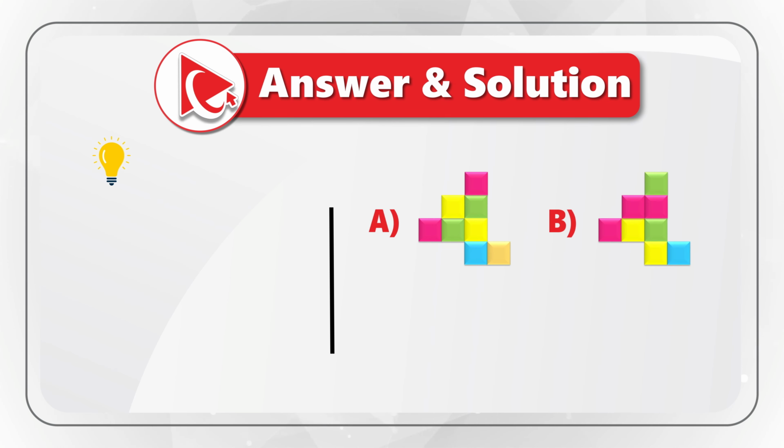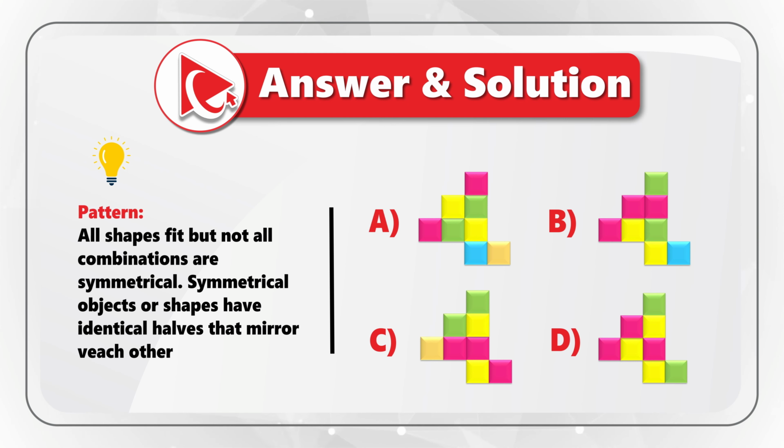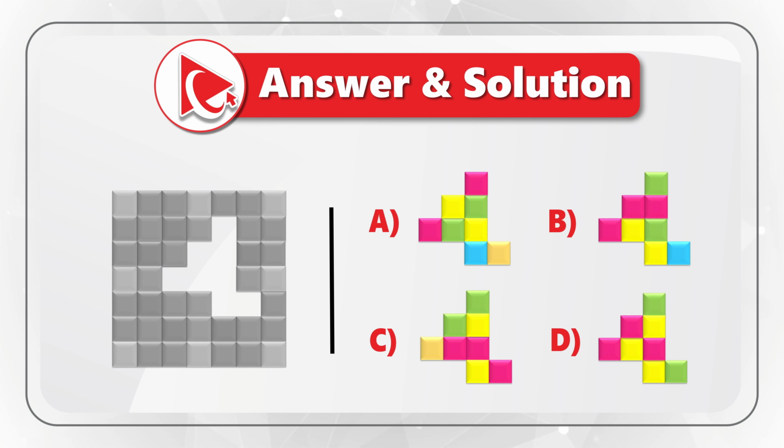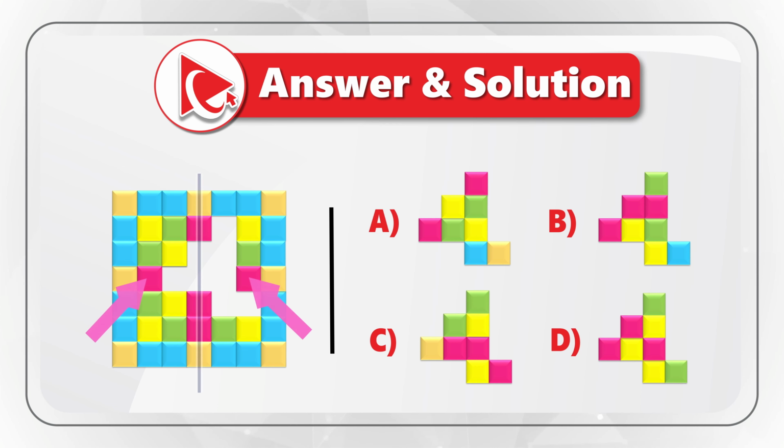What's interesting about this question is that all objects will fit into the gap, but not all combinations are symmetrical. Let me demonstrate this. Let's try choice A. As you can see, it fits perfectly. Let's try choice B, C, and D, and as you can see, they all fit into the gap. So to answer the question correctly, we need to understand what is symmetrical. And the definition of symmetrical objects or shapes is that they have identical halves that mirror each other.